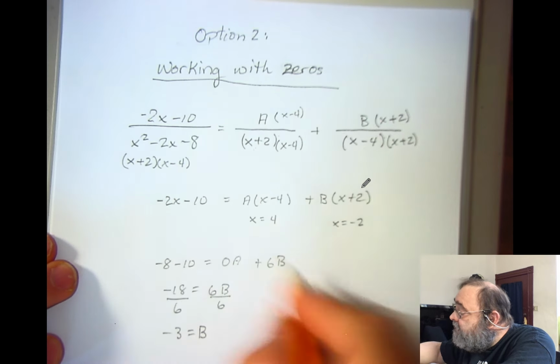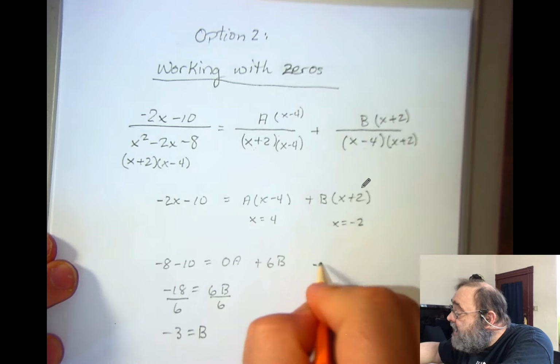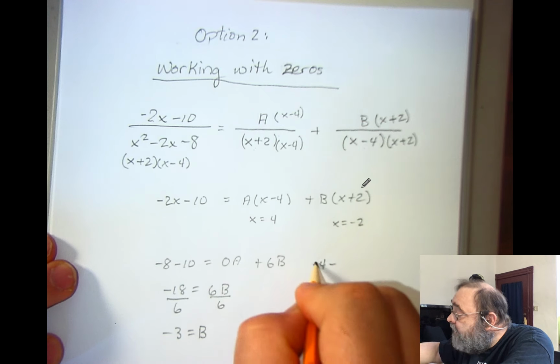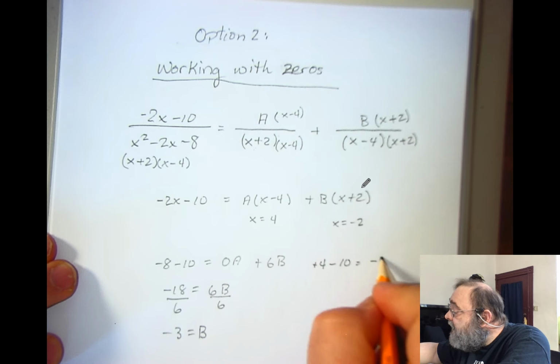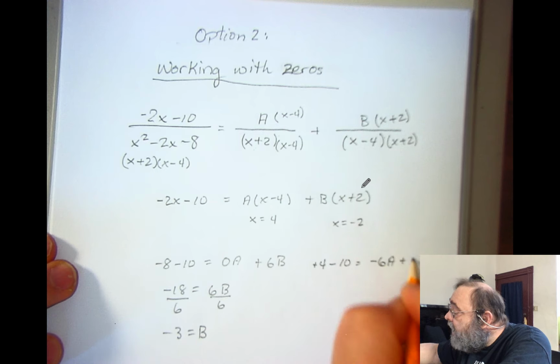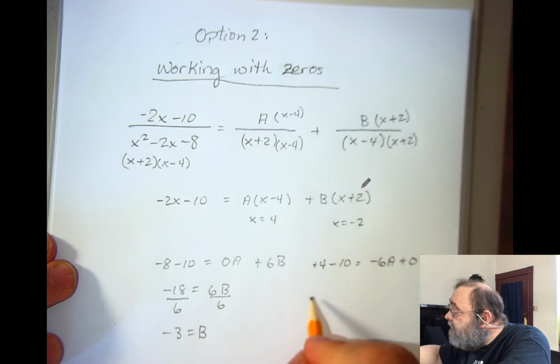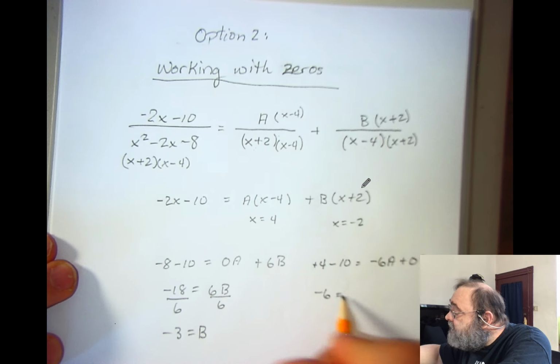Plugging in negative 2 will give me negative 4 minus 10 equals negative 6a plus 0b. And therefore I have negative 6 equals negative 6a, for 1 equaling a.